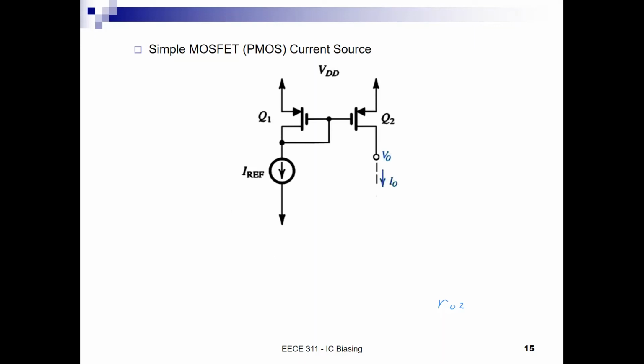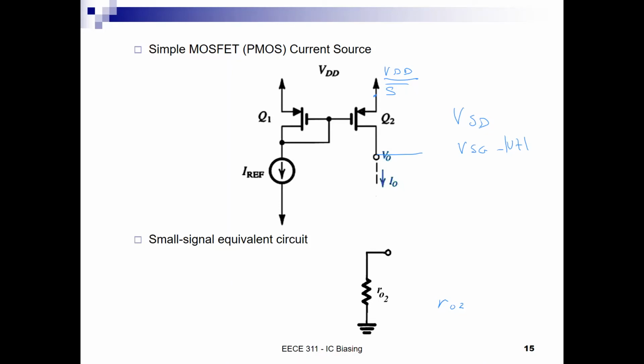The most important thing to notice is that S is where you see the arrow, and that S is connected to VDD, and then apply the conditions on VSD versus VSG minus magnitude of VT. This is what really matters. The rest of it is just pure simple derivation, and the effective small signal equivalent circuit is really RO2.